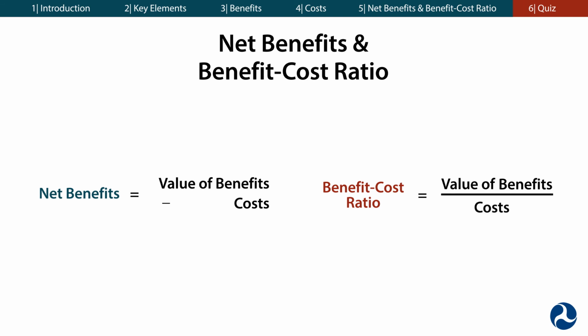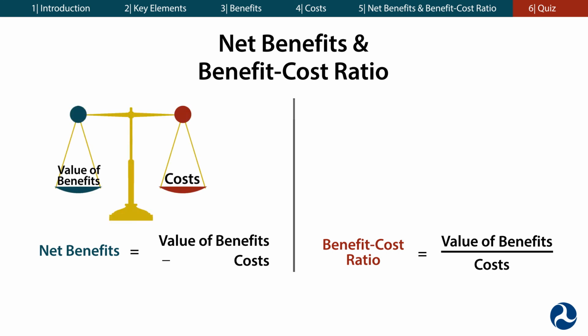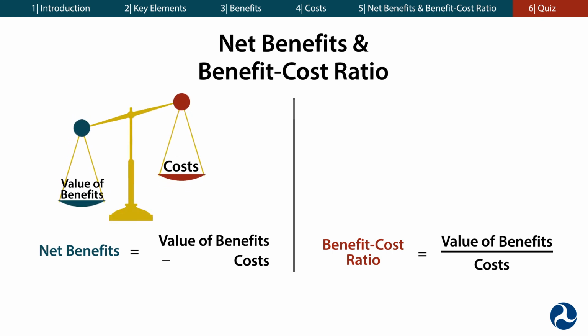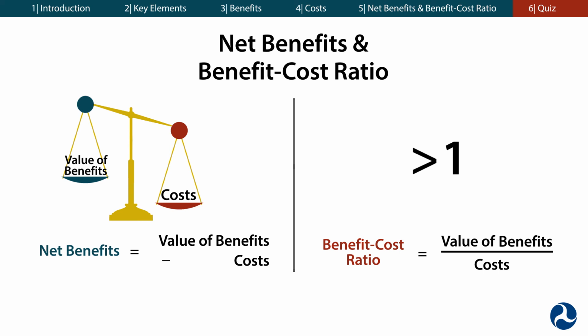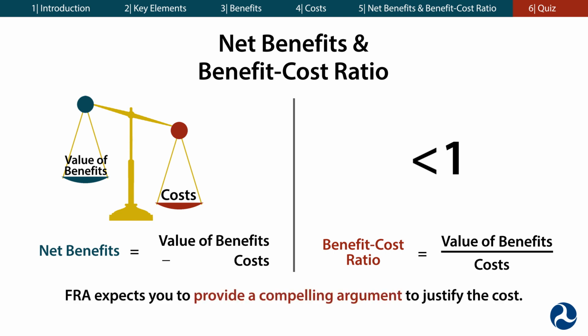When the calculated net benefit is a positive value, it means that the benefits of your project outweigh the costs. This corresponds to a benefit-cost ratio greater than 1. A negative net benefit value means that the costs exceed the benefits. This corresponds to a benefit-cost ratio of less than 1. For projects with a negative net benefit, FRA expects you to provide a compelling argument to justify the cost.